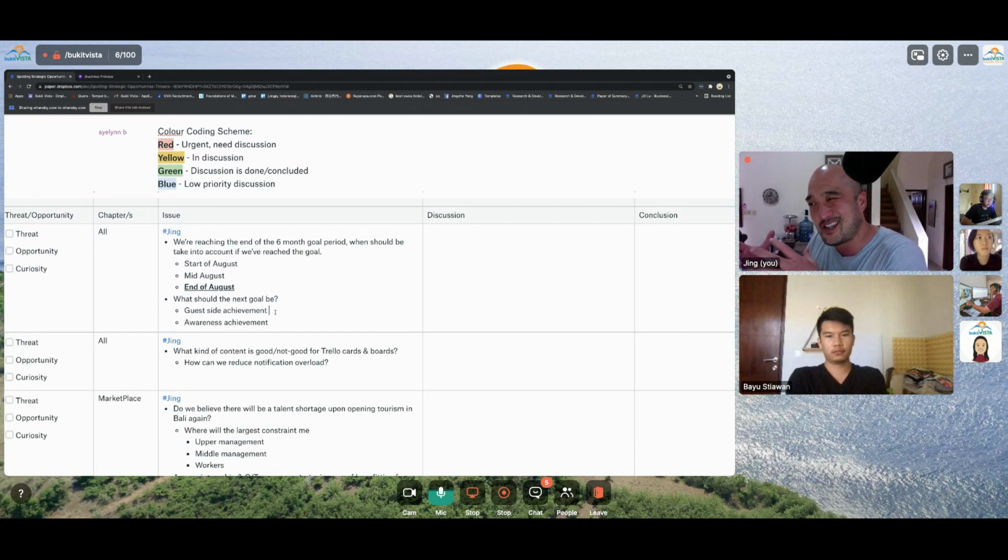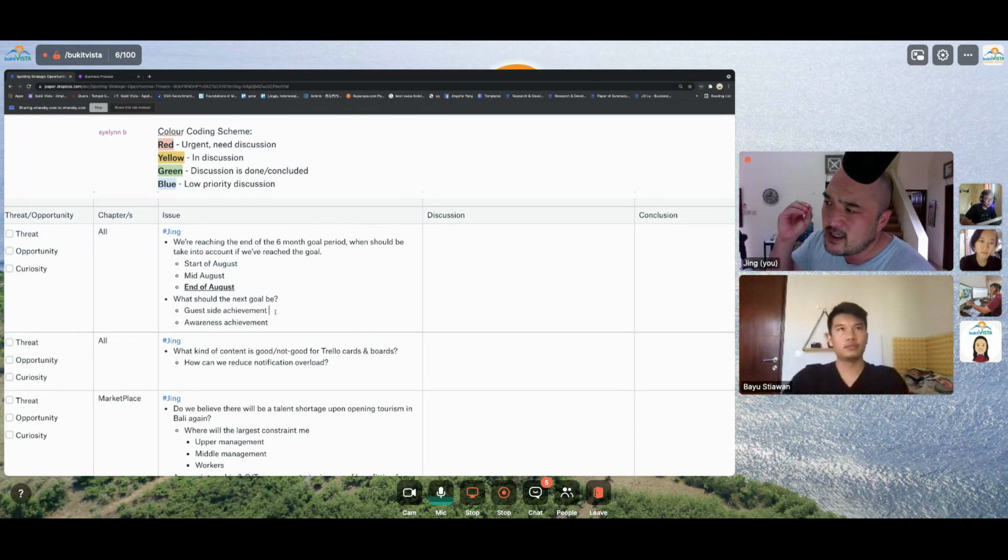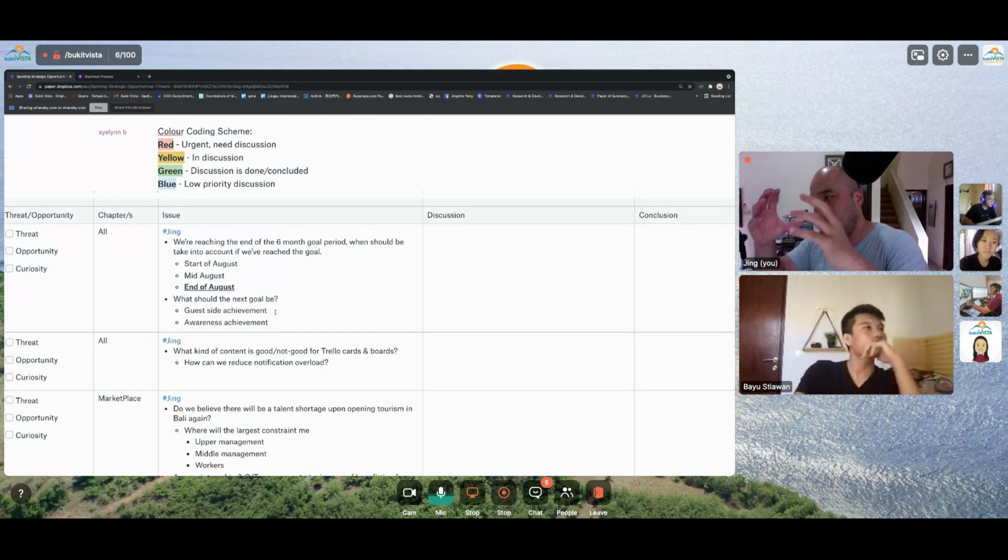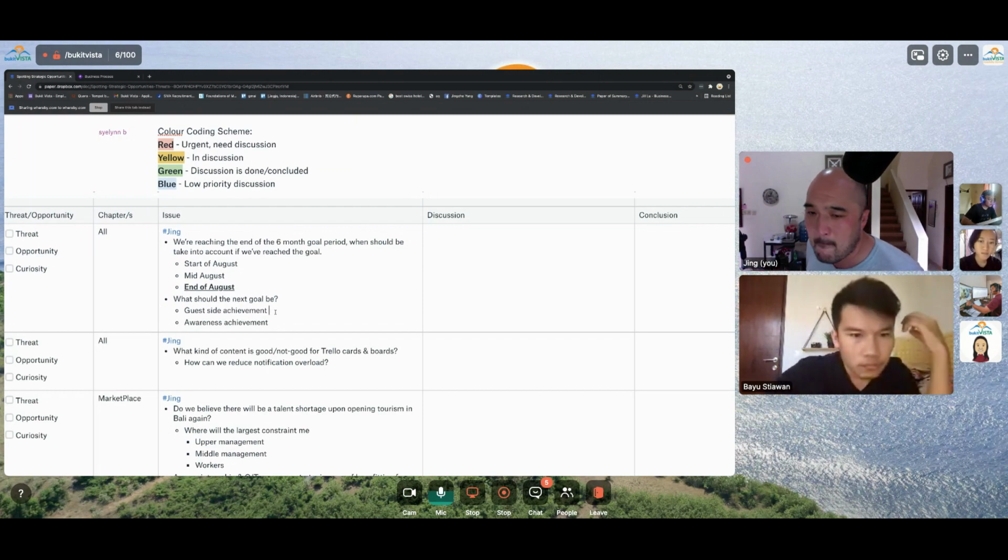I don't know if the current condition at guest side is as strong as we left it, right, Vidi? Because now it seems like guest side is a little bit underpowered. Strategically correct, but let's say resource side maybe underpowered. Should we put emphasis on the guest side, or should we put it on overall awareness side? So this idea, actually, let Bayu explain this idea. Bayu, come forth and tell us more about what you think.